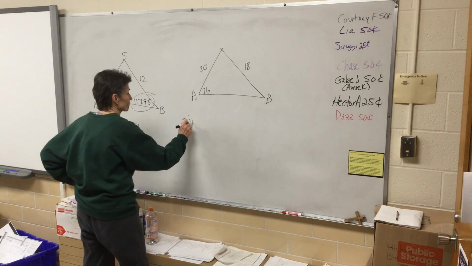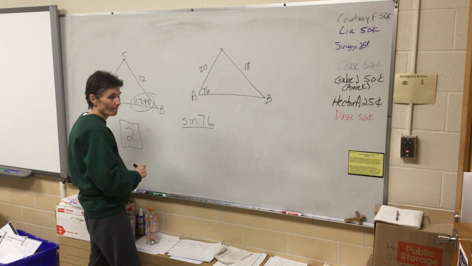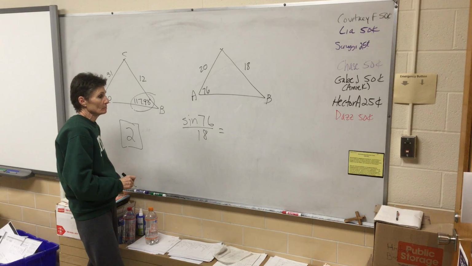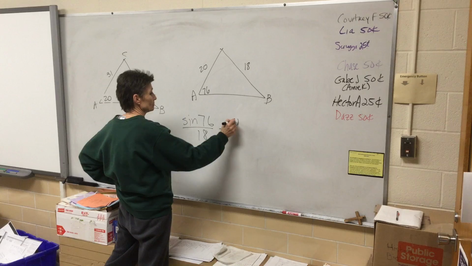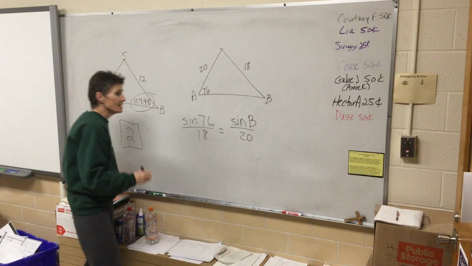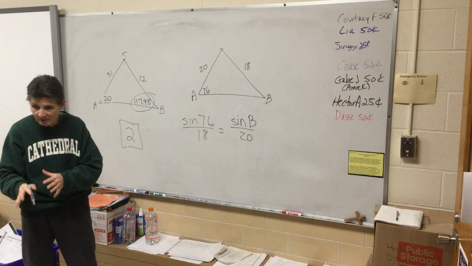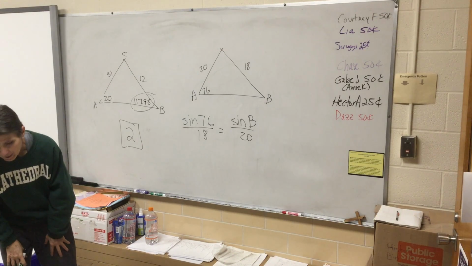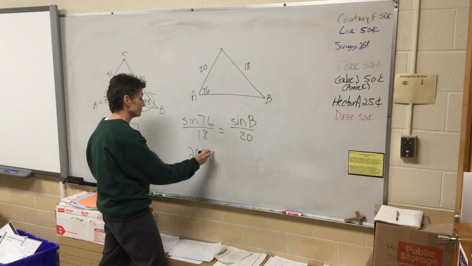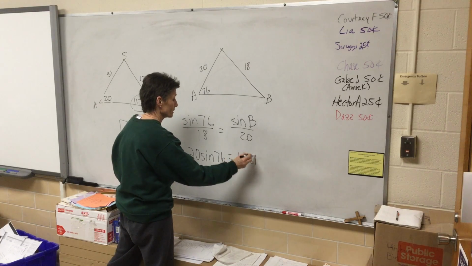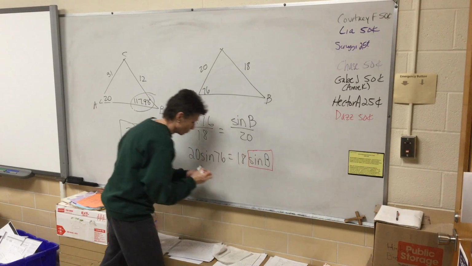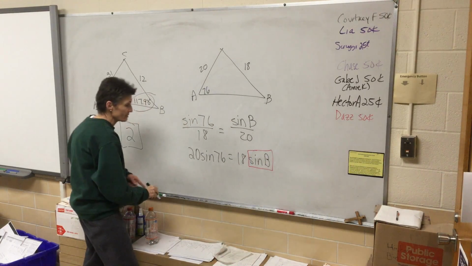Sine 76. Yep, over what, William? 18. Yep, will equal what? Sine B over 20, that's right. Remember, when you write sine, attached to it is the angle, always the angle, okay? So now we'll cross multiply, just like we've been doing. But remember, sine B is a unit. You can't break that apart. So all you can do is divide by 18.